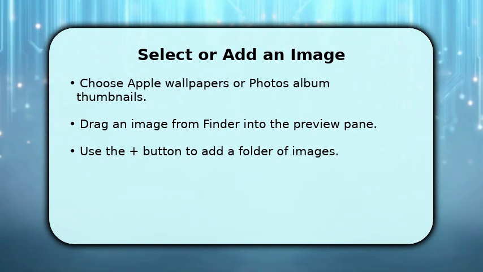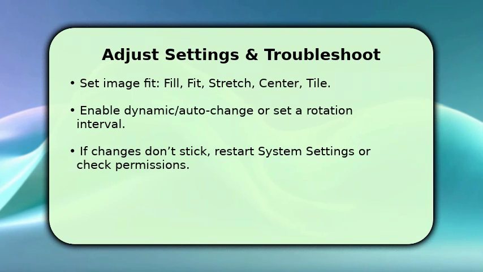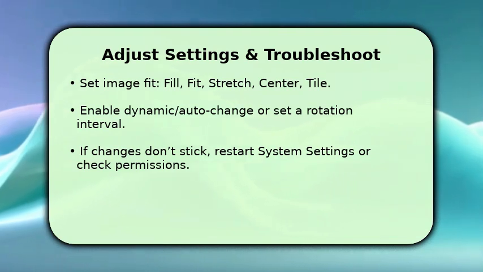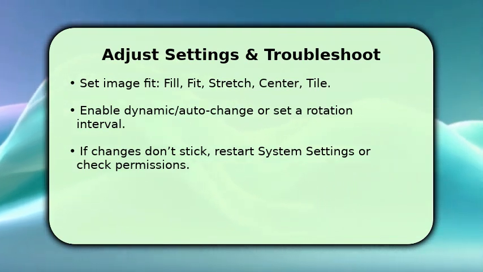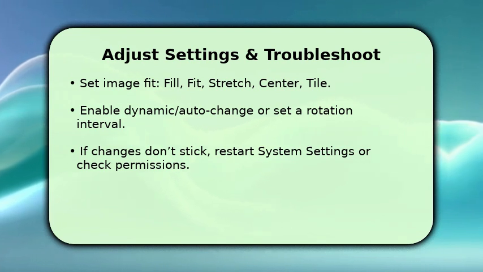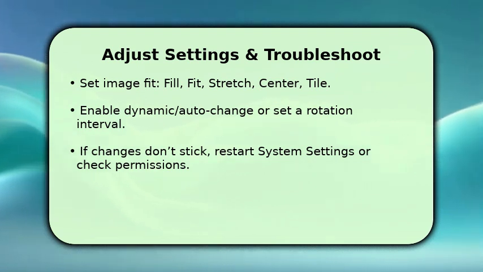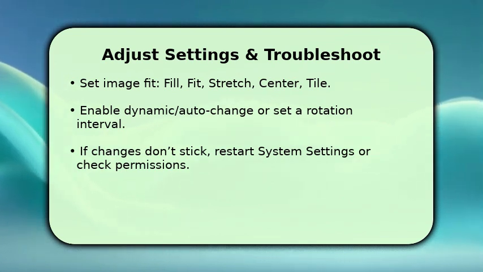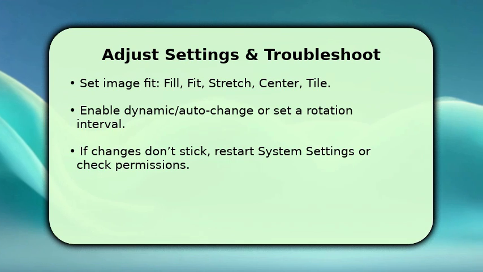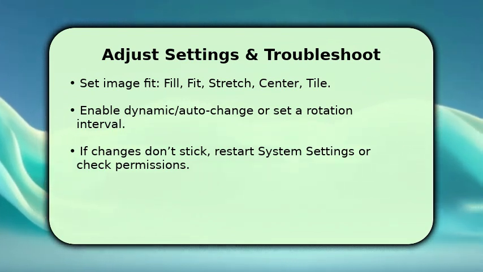Finish by refining settings and confirming the change. Choose Fill, Fit, Stretch, Center, or Tile to control how the image displays, and enable dynamic or automatic rotation if you want changing backgrounds. Make sure to close System Settings after you're satisfied so macOS persists the selection. If the background doesn't update, restart System Settings or log out and back in. Also check Finder file permissions and ensure the image isn't on an unmounted external drive.